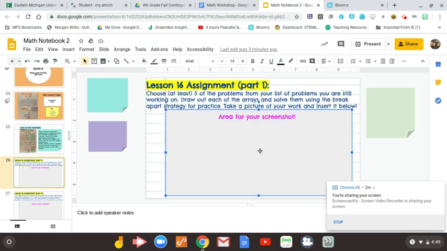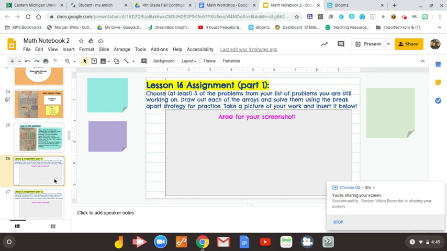Right here is where you will insert your screenshot, or just your picture of your notebook paper. Make sure that for each one, you number them 1 through 5. Tell us what the multiplication problem is, and then draw the array and show us how you would break that array apart into smaller arrays in order to solve it easier. All right, you can insert that picture here.